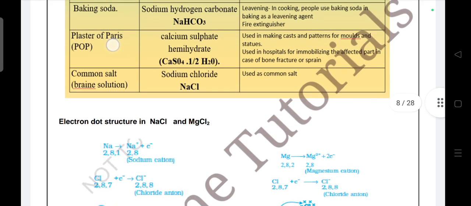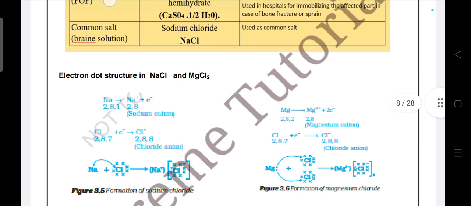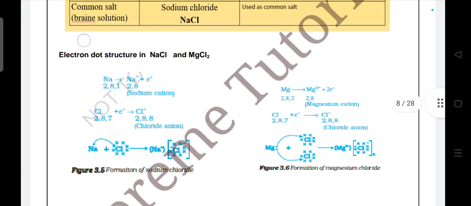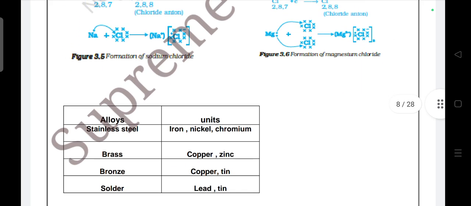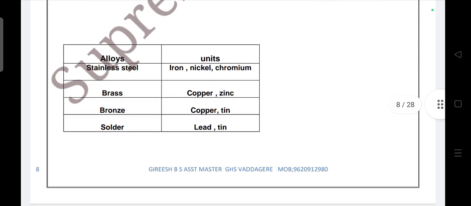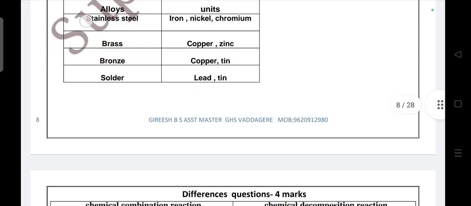Then dot structures, important dot structures: sodium chloride and magnesium chloride, how to draw, see. Then alloys, important alloys: stainless steel, its components are iron, nickel and chromium; brass is copper and zinc; bronze is copper and tin; solder is lead and tin.